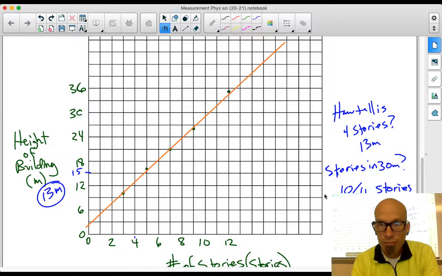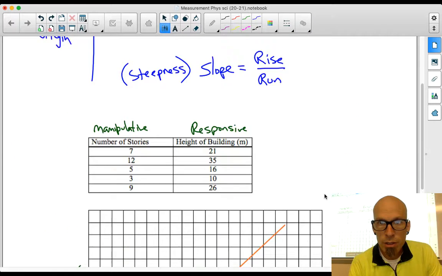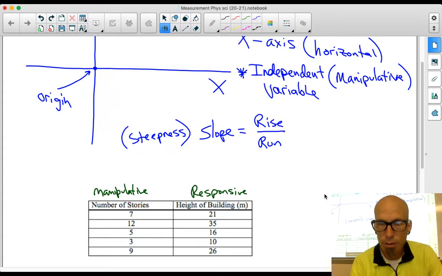Okay, here we go. I had just mentioned slope in the previous video. Boy, that was long. It's a whole block though. I got to get the whole block in somehow. So slope is rise over run. Okay, it's about the steepness.